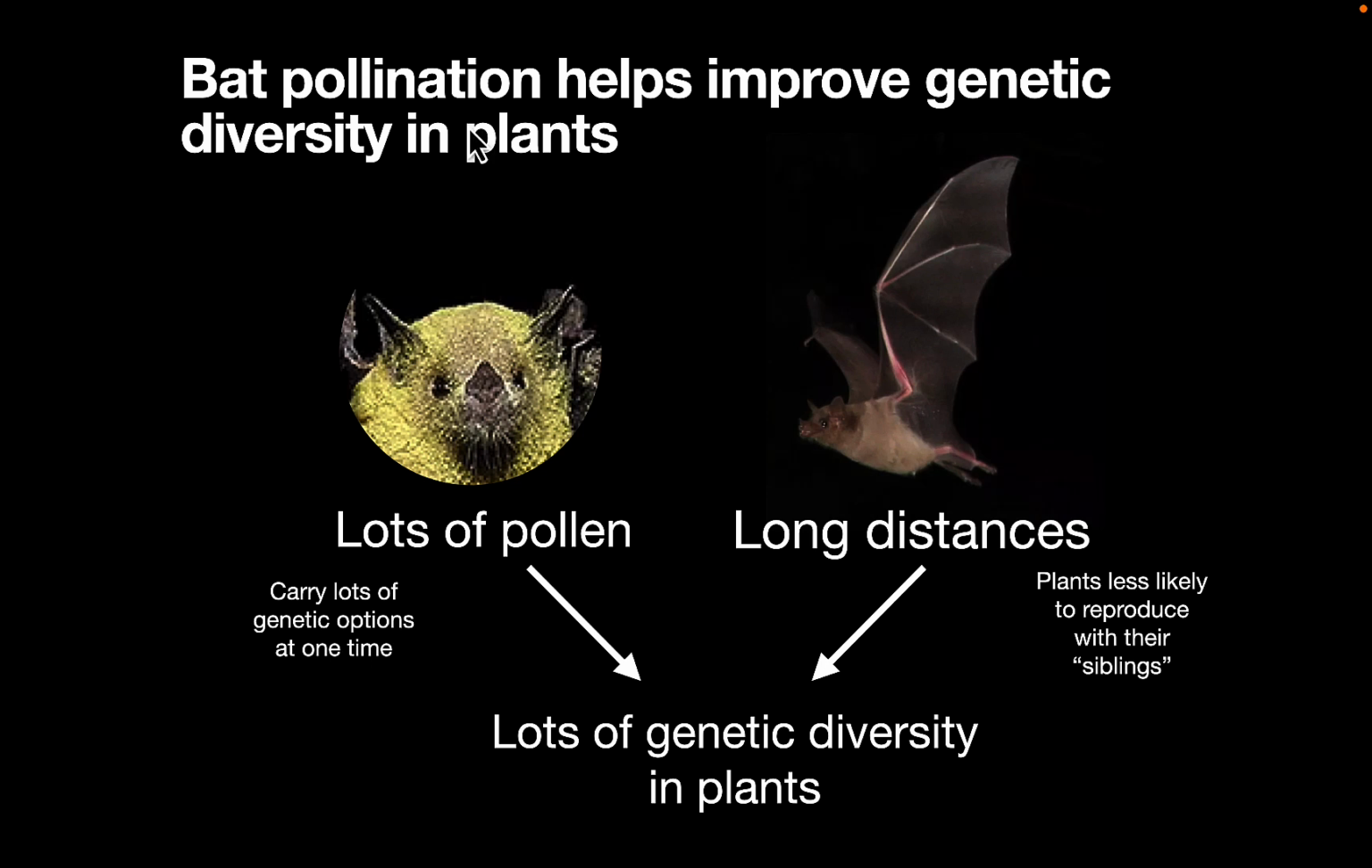And this is kind of what happens, is that these bats really do serve to improve genetic diversity. They do a great job of promoting genetic diversity because they have so much pollen. They carry so many different genetic options at one time, and then they can travel much further distances than a lot of other pollinators like insects. And so that helps it so that two different plants don't have to reproduce with their siblings. They can reproduce with distant plants that are genetically different from them, and you get these wonderful, robust combinations and lead to great diversity in plant life.